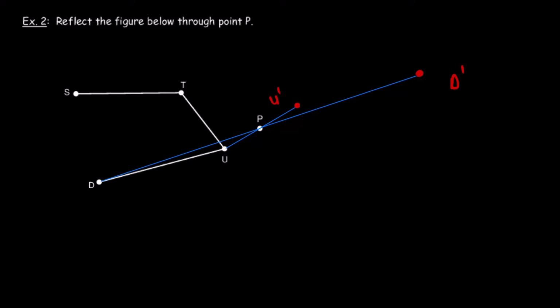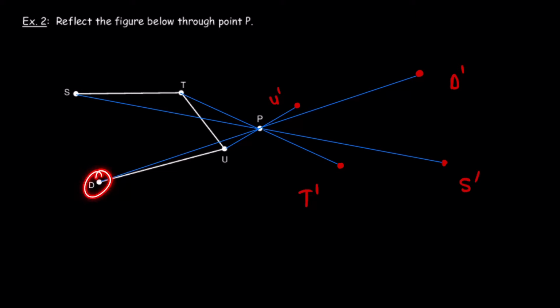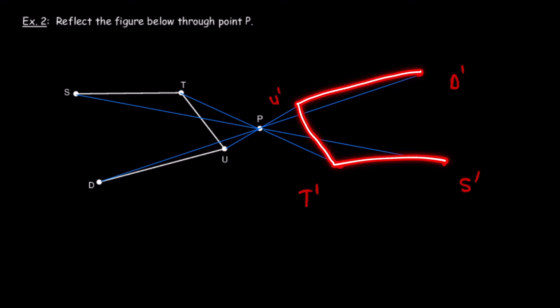And working our way around the figure, we'll do the segment T to P and continue that on the other side. At the end of that segment is T prime. And then we can do the last one, the segment from S to P, and copy that to the other side. At the end of that segment is S prime. So now we just have to connect those vertices. Make sure you connect them in the correct order. If you notice here, it goes D, U, T, S. So D, U, T, S will look like that.